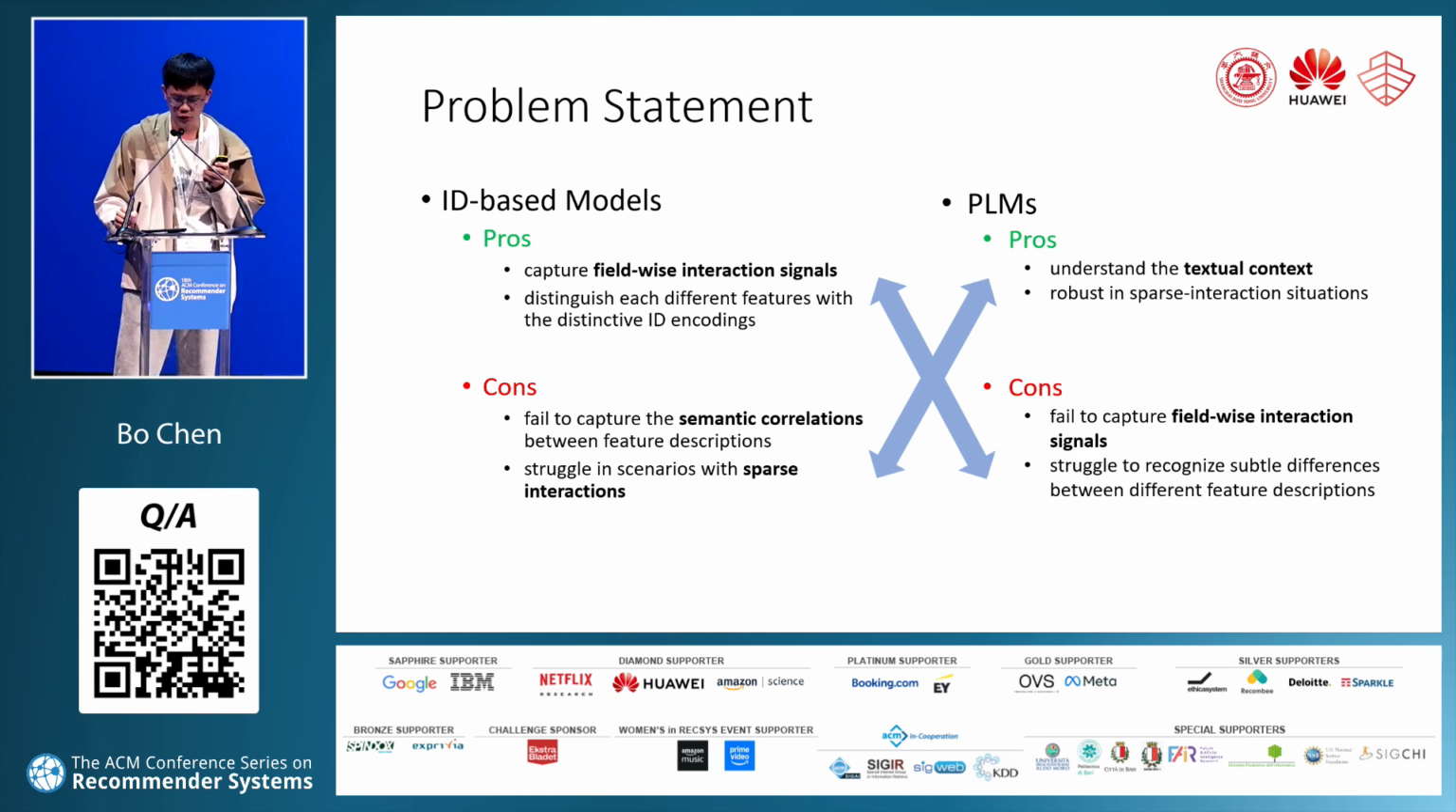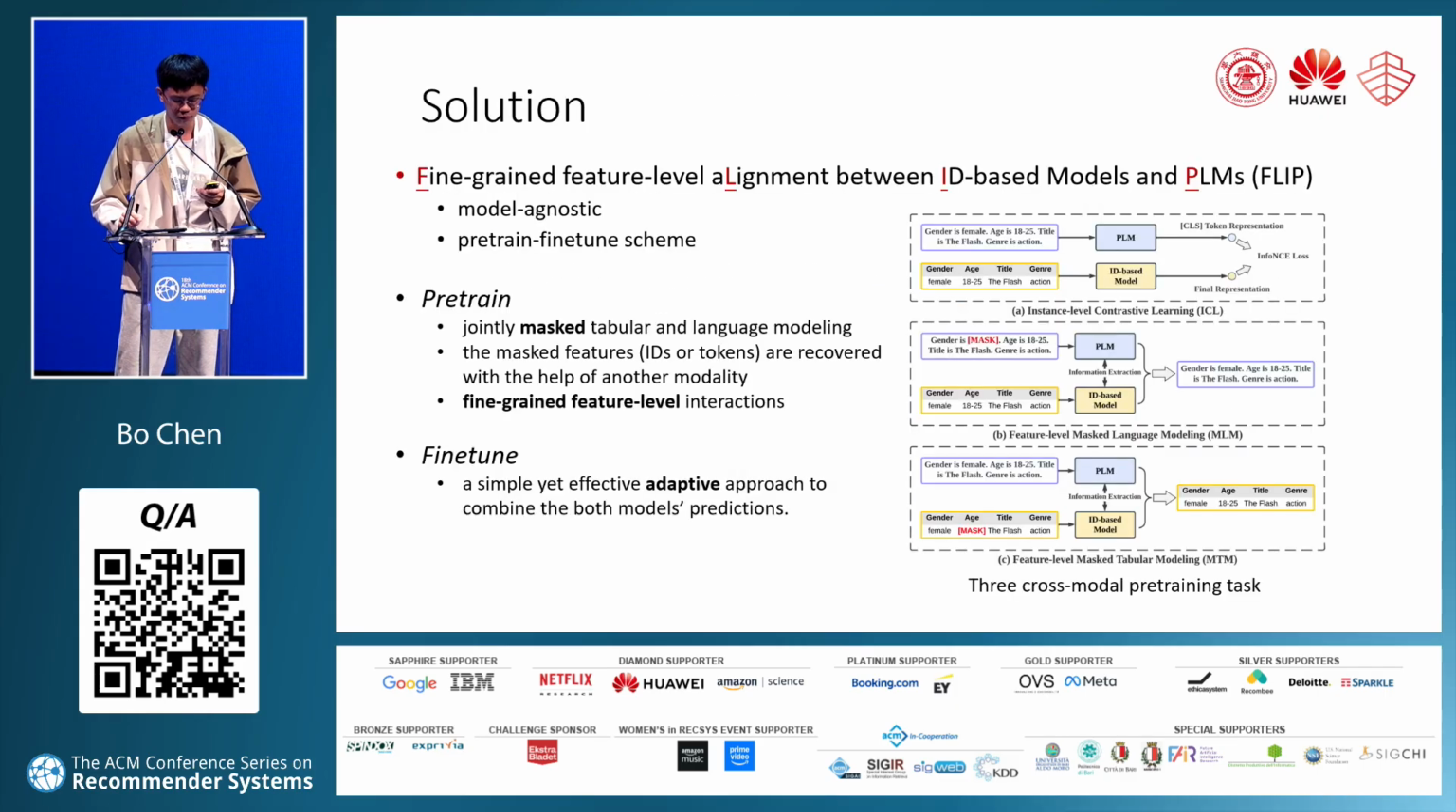On the other hand, the pre-trained language models can better understand the textual context and are robust in sparse interaction scenarios. However, they cannot capture the field-wise interaction signals because the input data is broken down into several subword tokens. Besides, the pre-trained language model struggles to distinguish the features that have little difference in the language. So to take full advantage of both models, it is natural to bridge them to overcome their limitations.